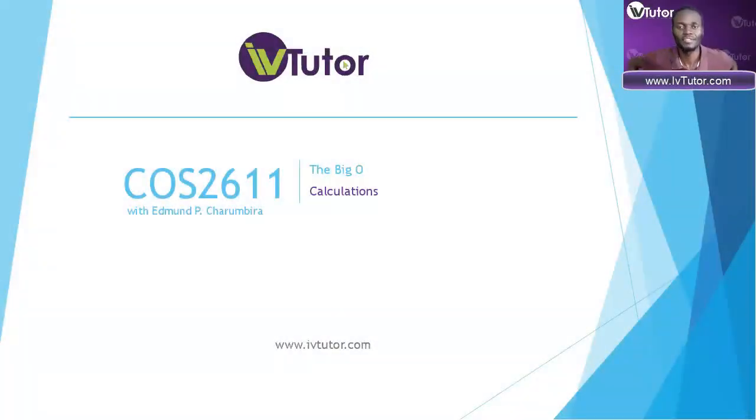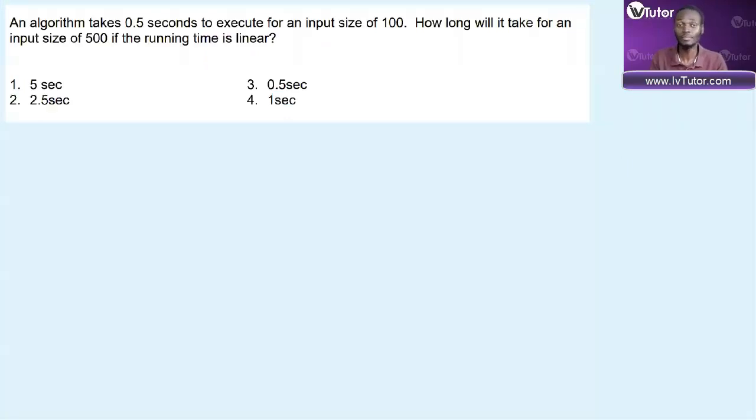My name is Edmund, and we want to look at the second of three types of questions that you get on the Big O. In these questions, we are going to be looking at a few calculations that you have to perform with the Big O. These questions are very simple because the structure is always the same, the method is always the same. You just have to know how to apply the method.